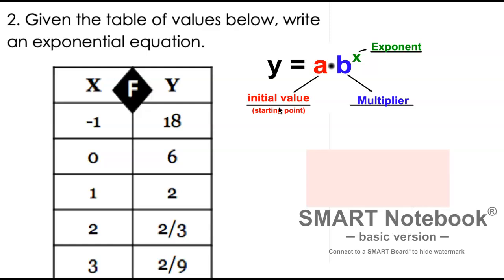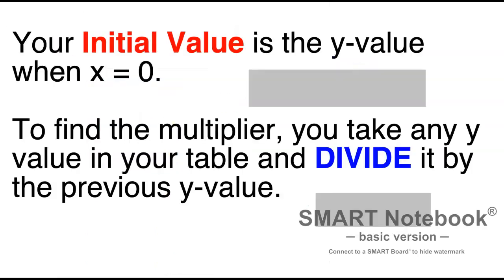In our final answer here, we're going to have y and we're going to have x. The exponent here is just going to be x in these general examples. So we need to figure out the initial value and we need to figure out the multiplier. If we go back, we already went over that our initial value is the y value when x is 0.